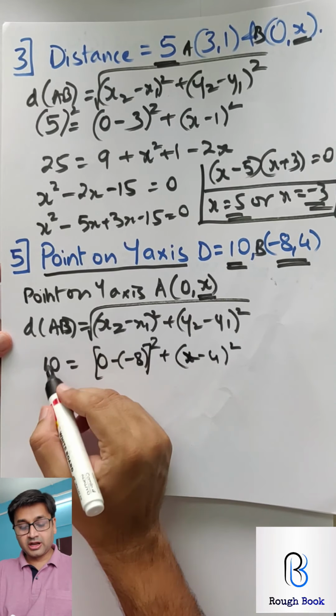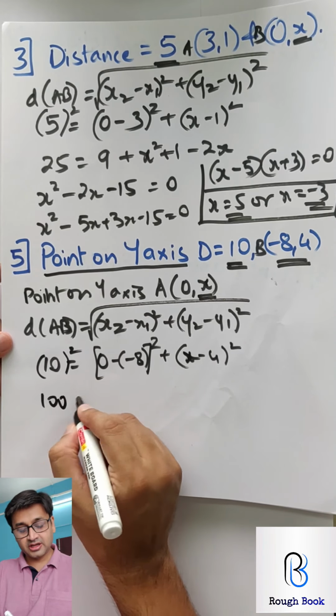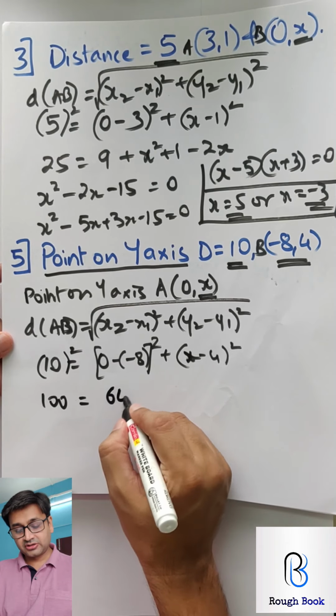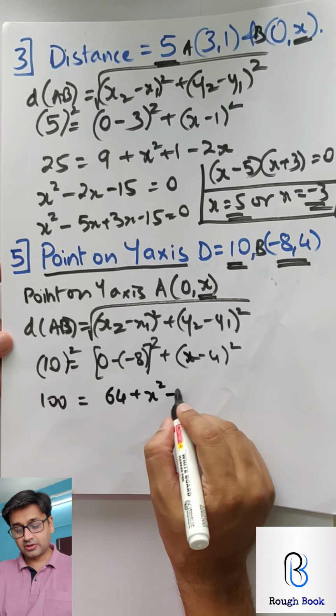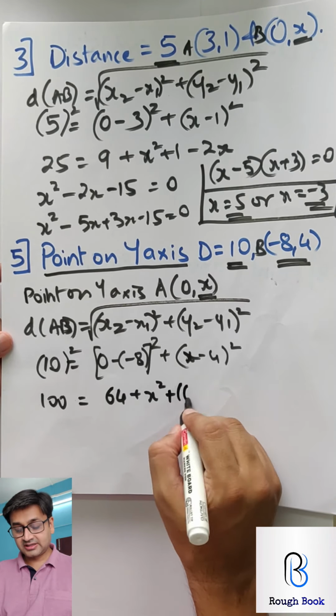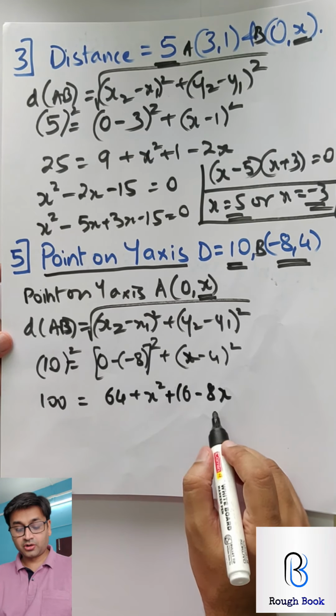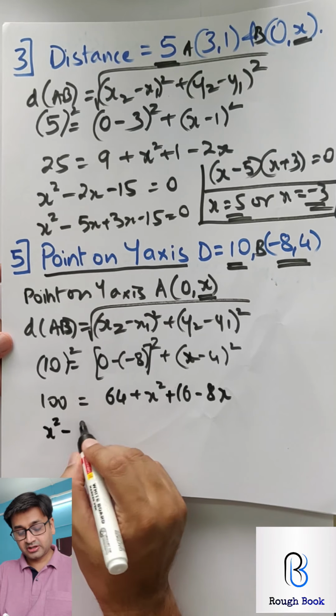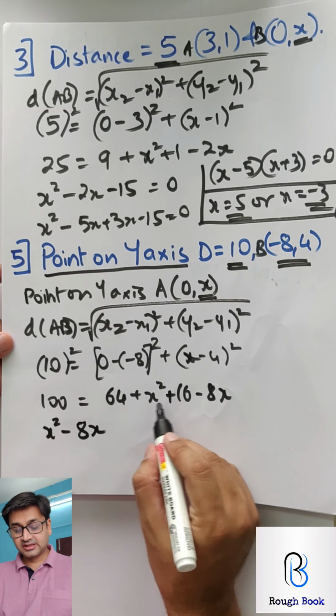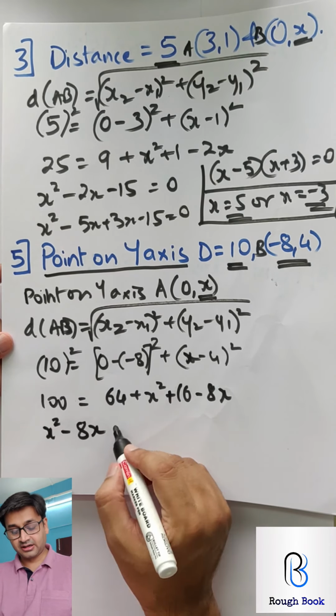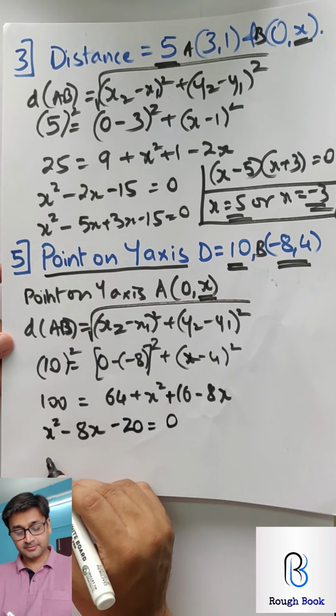Okay, the root I'm getting on the other side becomes a square, so I'll get 100. 8 square, so 64. This will be x square plus 16 minus 8x. Are you with me till here? So one more quadratic probably again. So x square minus 8x, 64, 70, 80. 100 comes on this side, so minus 20.